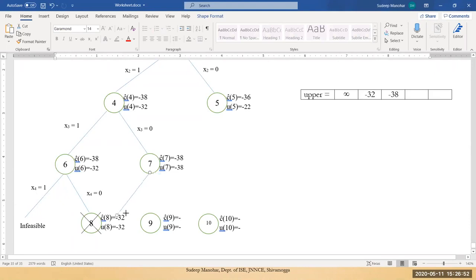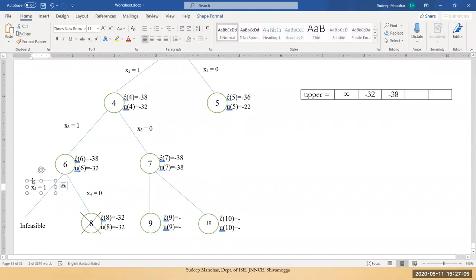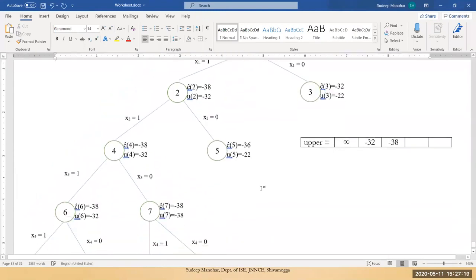Left child. The right child. And since it is in level number 4, the left one is exclusion, inclusion, the right one is exclusion. X4 is 0 here. Now to calculate.